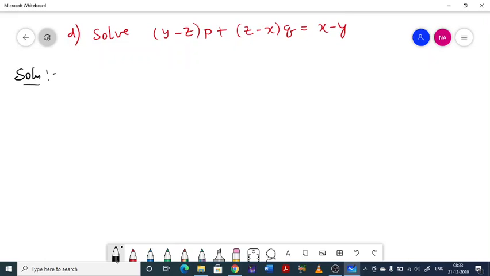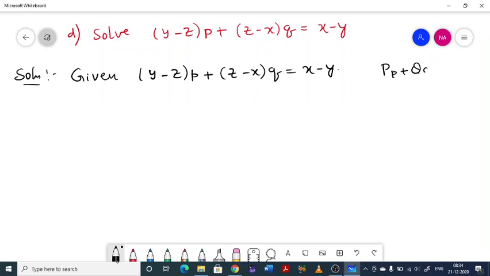So the first problem we are going to consider in this video is: solve y minus z into p plus z minus x into q equal to x minus y. The solution: given y minus z into p plus z minus x into q equal to x minus y. So comparing this with Pp plus Qq equal to R, we get capital P equal to y minus z, Q equal to z minus x, R equal to x minus y.